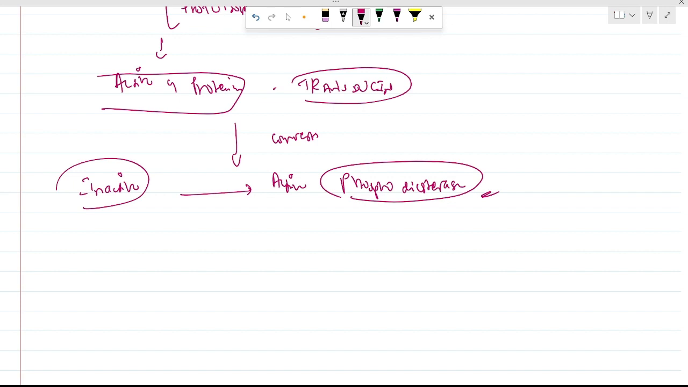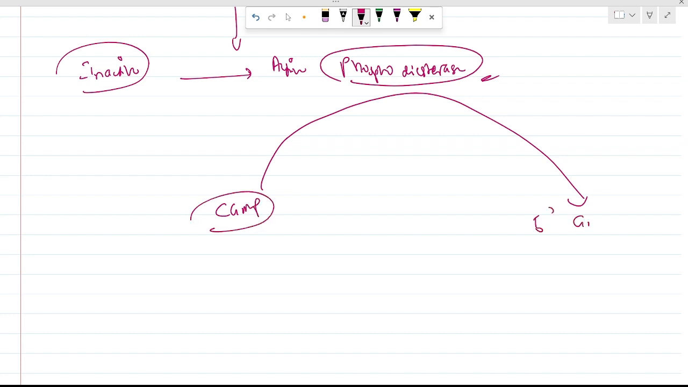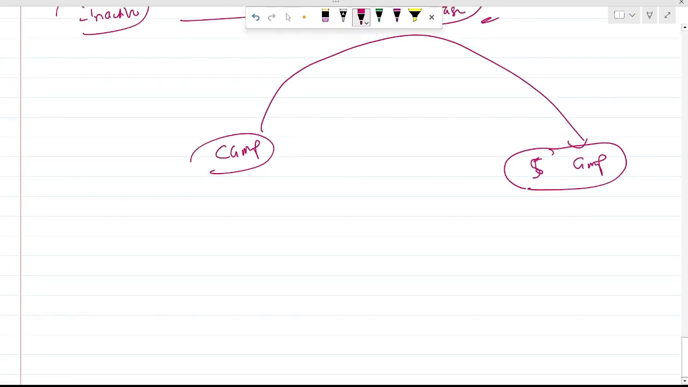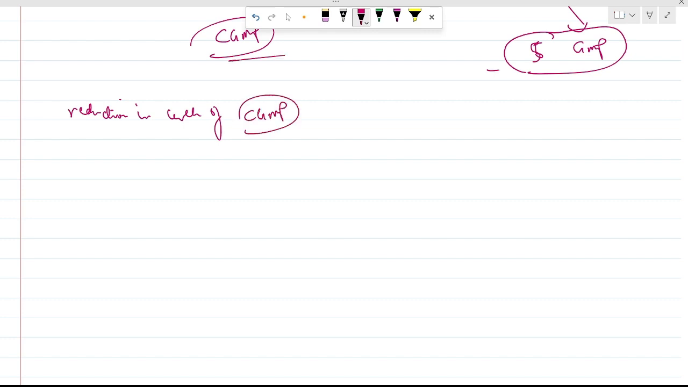The phosphodiesterase enzyme is activated. Who activates it? Transducin, an active G protein. What is the action of phosphodiesterase? Remember, this phosphodiesterase converts cyclic GMP to 5-GMP. This is the action of phosphodiesterase. So there is a reduction in levels of cyclic GMP. Cyclic GMP is converted to 5-GMP, so there is a reduction in levels of cyclic GMP.